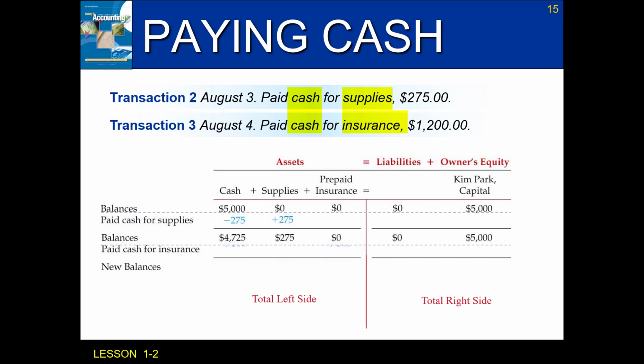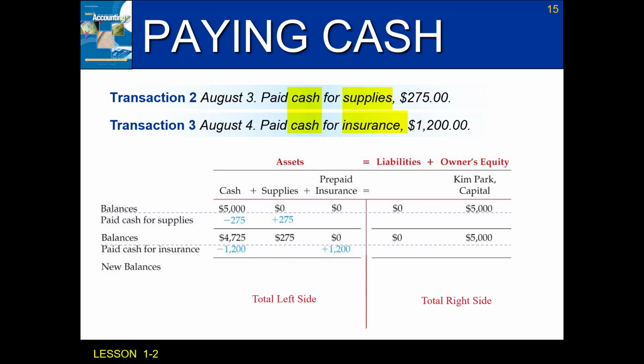In transaction number 3, when I'm paying cash for insurance, it's the same type of thing. I'm paying cash, so cash is going down. And if my prepaid insurance is on the same side, I'm doing the opposite. So if I'm subtracting cash, then I'm adding prepaid insurance.